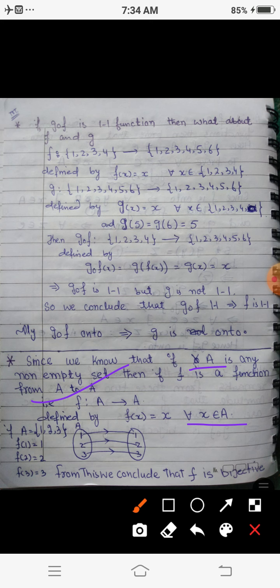So whenever this fof is an onto function, it implies that both are onto functions, and both are one-one functions. So inshallah in tomorrow's lecture we will discuss the inverse of a function, how to find the inverse of a function. So thank you.